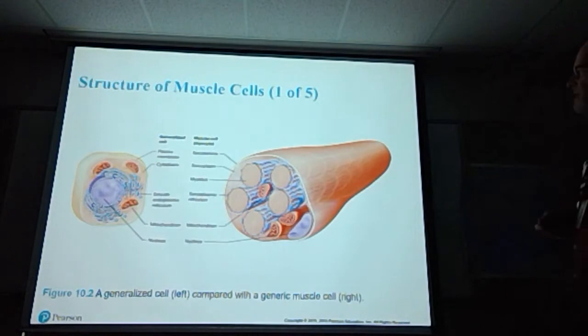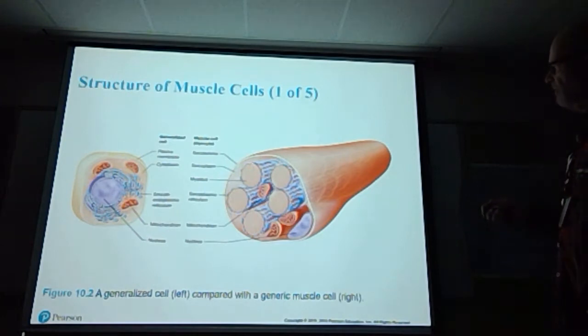Structure of an individual muscle cell. This is our generalized cell from chapter 2 or 3. We have the plasma membrane, the cytoplasm, the smooth endoplasmic reticulum. There's the mitochondria and the nucleus. In a muscle cell, we have many of the same components, but we name them a little bit differently. Again, here's the nucleus, here's mitochondria. Instead of all these other components, we have a muscle fiber, a myofibril right here.